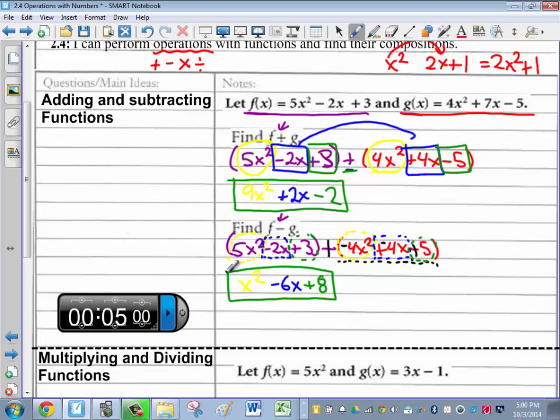So there you go, guys. This is how you add and subtract functions. The next section, we're going to talk about multiplying and dividing functions.